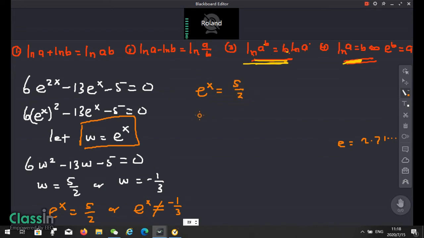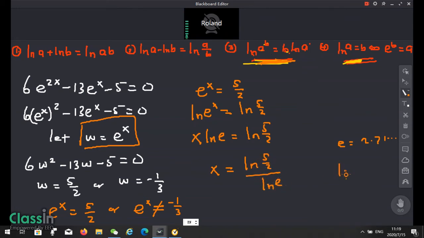We can apply log to both sides. So we have the natural log of e to the power x being equal to the natural log of 5 over 2. By this law, ln of a to the power b becomes a coefficient, b ln a. So ln of e to the power x becomes x ln e, equal to the natural log of 5 over 2. So we can divide both sides by the natural log of e. Remember, the natural log of e is actually 1, as I explained before, so it's simply divided by 1. And this is the exact value: x equals the natural log of 5 over 2. Or you can round off your answer to 2 decimal places by using a calculator.